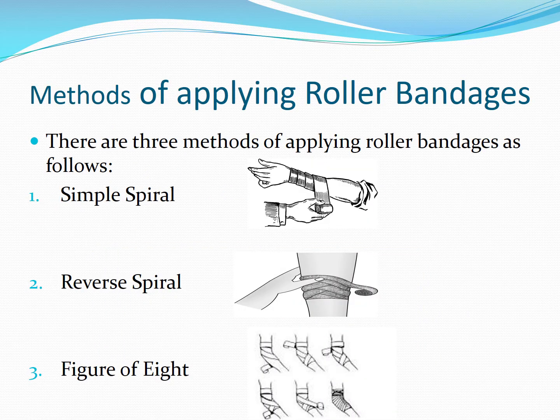Methods of applying roller bandages. There are 3 methods of applying roller bandages as follows. Number 1, simple spiral. Number 2, reverse spiral. Number 3, figure of 8.